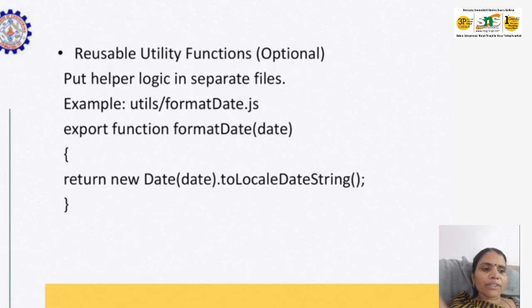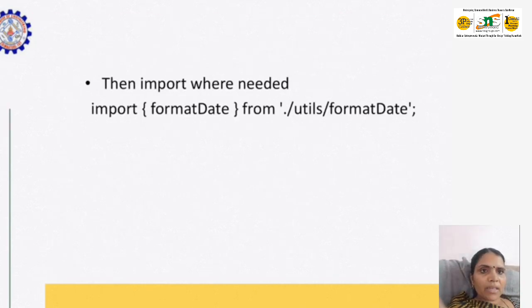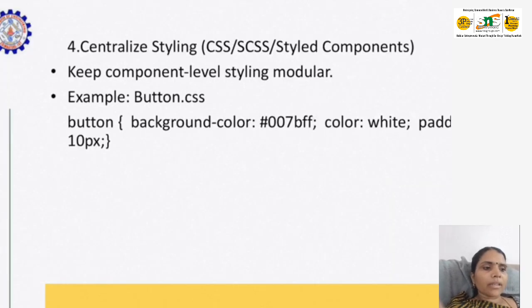Next one, reusable utility functions. This is optional. Put helper logic in separate files. For example, util/formatDate.js. So export function formatDate(date), opening curly braces, return new Date(date).toLocaleDateString(), closing curly braces. Then import where needed: import, opening curly braces, formatDate, closing curly braces, from util/formatDate. Then centralized styling. Keep component level styling modular.